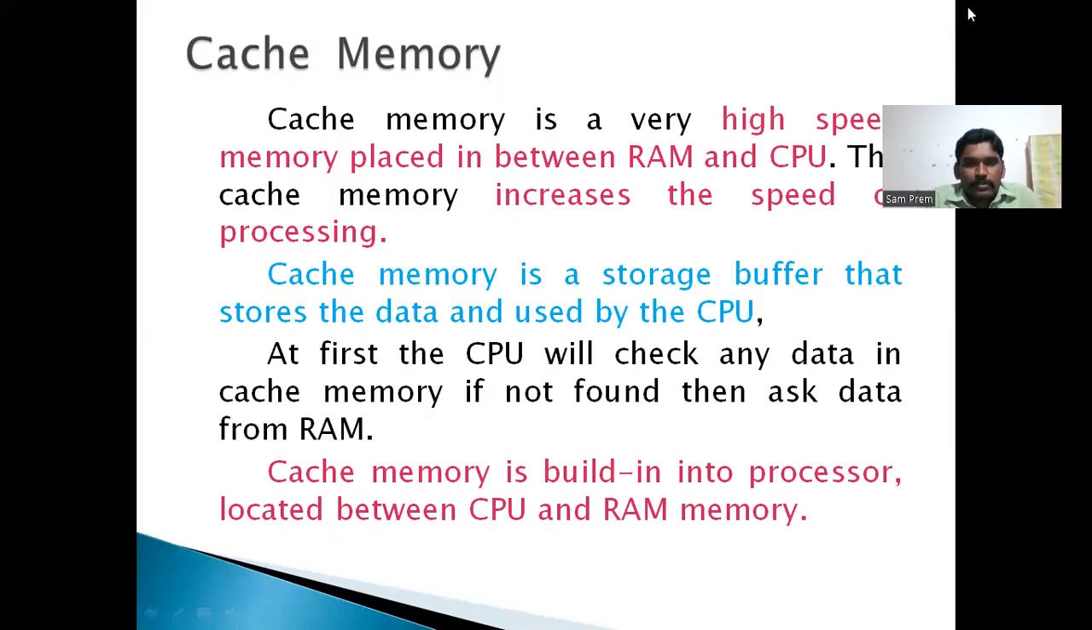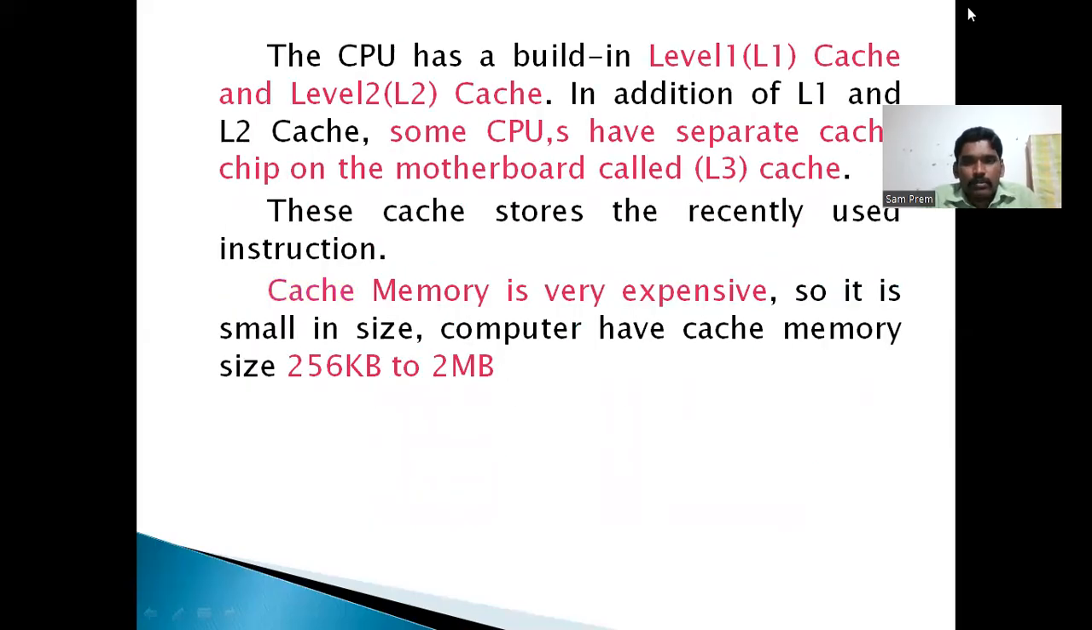Okay. So cache memory also has three levels: level 1, level 2 and level 3. The data will be stored based on the level 1 and level 2 cache memory, and some systems also have separate memory in the motherboard, like level 3 cache. That's L3 cache memory. Cache memory is very expensive, so it is small in size. The cache memory size will be 256 KB to 2 MB.